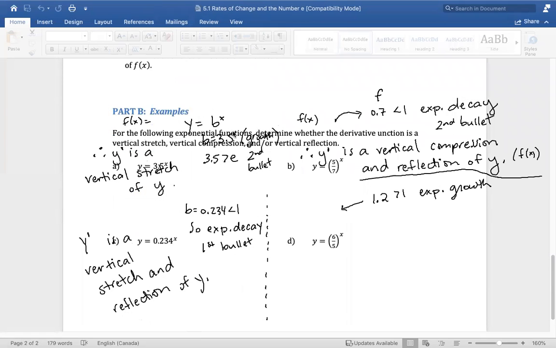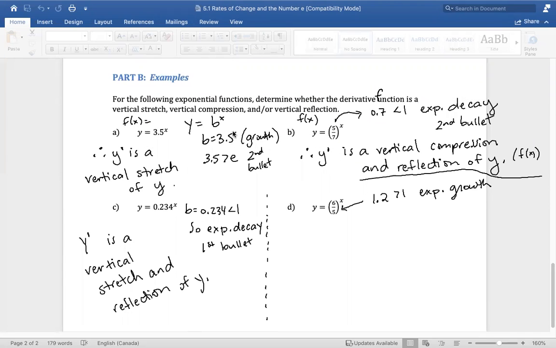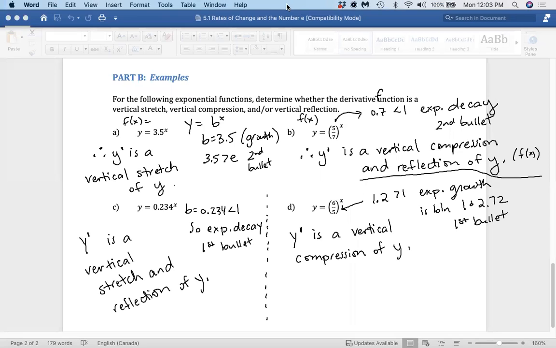So let's just jot that down. I believe this is the last time I'll have to move stuff around, sorry. So we're here, 6/5 is 1.2, which is greater than 1. That's what told me I was looking at exponential growth. So it is between 1 and 2.72. So that was the first bullet. Be careful of exponential growth to go back and look at. So therefore, my derivative function is a vertical compression, what the first bullet says, of y. No reflection because it's not decay. So it's just going to be a vertical compression of the original function. So let's give these a try.